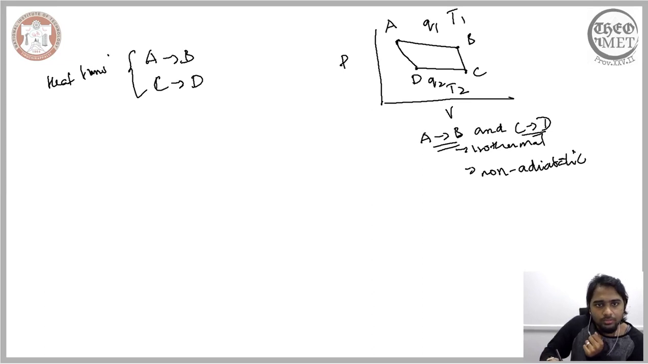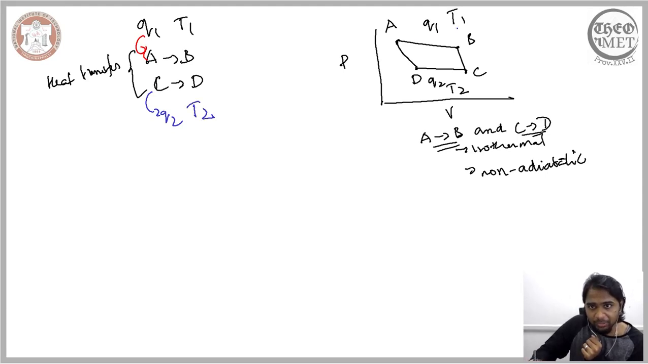So, the transfer of Q1 brings about the change in state from A to B. The removal of heat Q2 brings about the change from C to D. However, in addition to this, it is important for us to note that the A to B transition occurs at temperature T1, whereas the C to D transition occurs at temperature T2. So, A to B occurs at T1 and C to D occurs at T2.